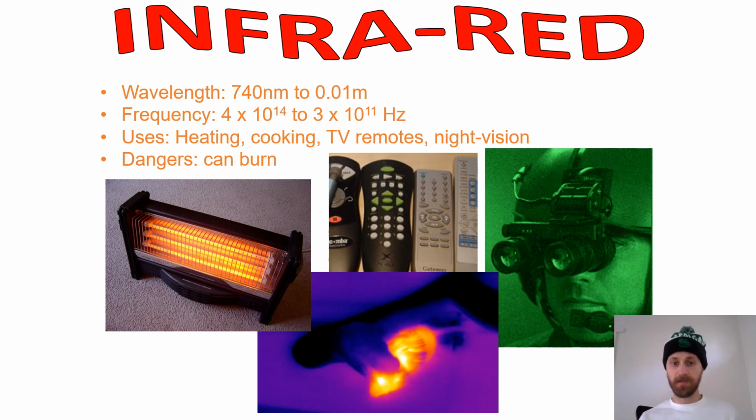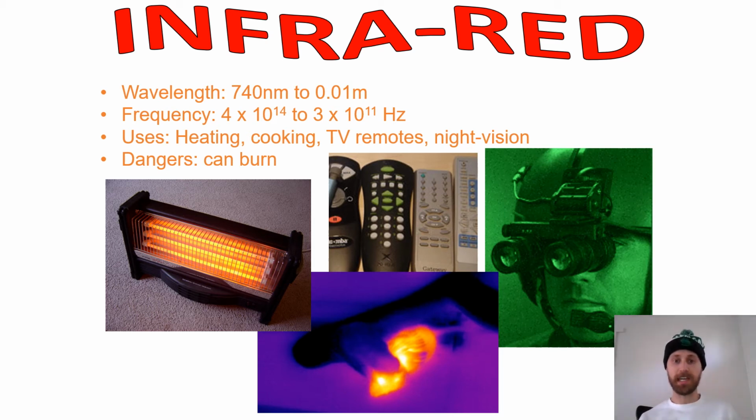We've got infrared, and infrared is basically the light that goes with heat. If something is giving off heat like a flame, it's basically going to be emitting infrared radiation. So things like night vision goggles can pick up on the infrared light given off by objects that are emitting heat, and that's how night vision goggles can detect things in the dark, because they're detecting the infrared given off by the objects. Used in things like TV remotes, heating, cooking. Dangers: they can burn as well, because hot things can burn you.